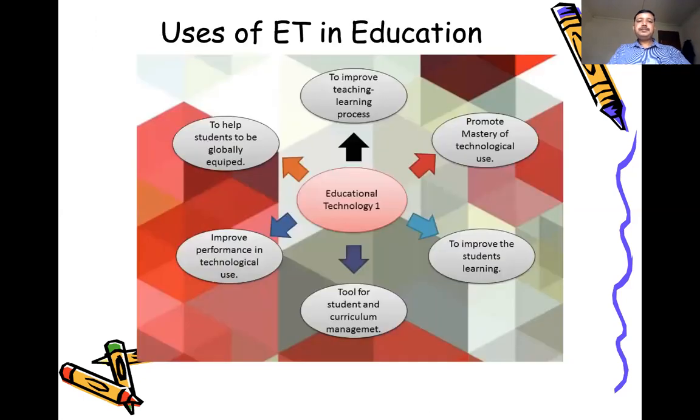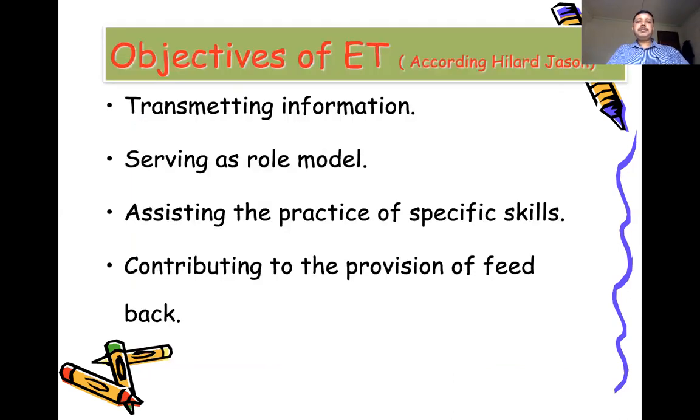Uses of education technology in education: improve the teaching learning process. It's in a picture, I try to explain. Promote mastery of technological use, improve the students' learning, tool for students' curriculum management, improve performance in technological use to help students to be globally equipped.